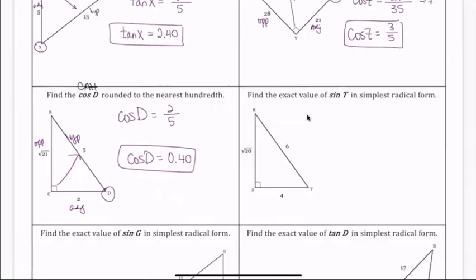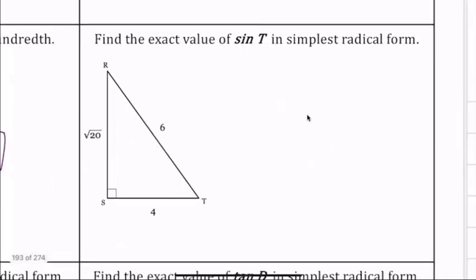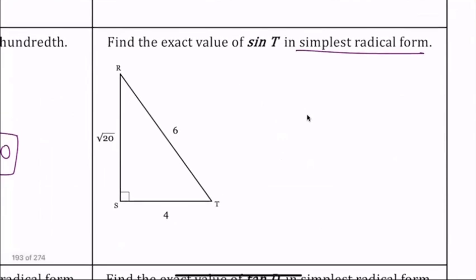Good. Let's go to one that actually requires math. Looking at the next one here, we'll do this one, then you can try this one. It says, find the exact value of the sine of t in simplest radical form. That means there's going to be a radical maybe in the answer. And we want to make sure we're fully simplified. So SOHCAHTOA, the sine of t equals the opposite over the hypotenuse.